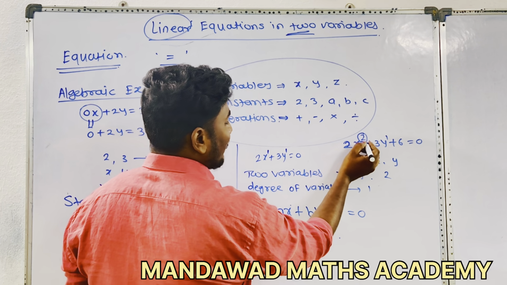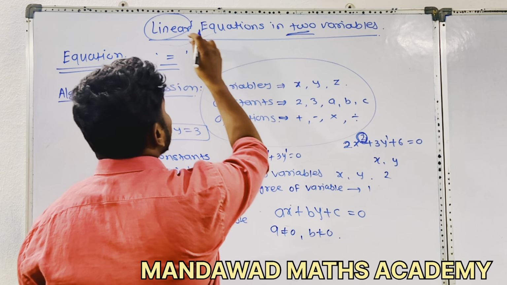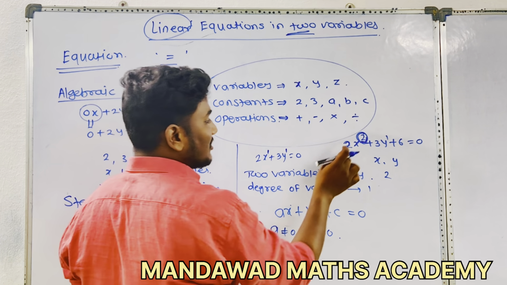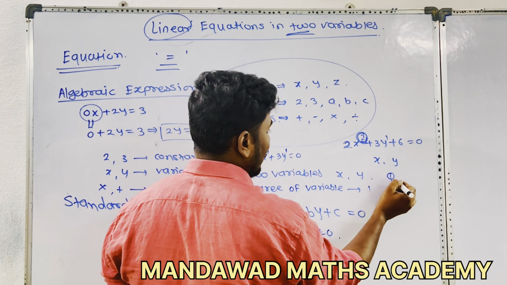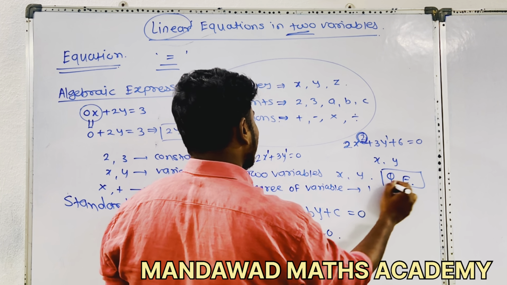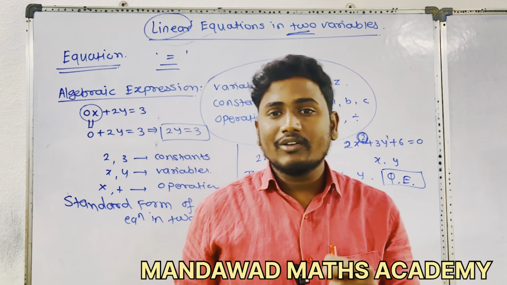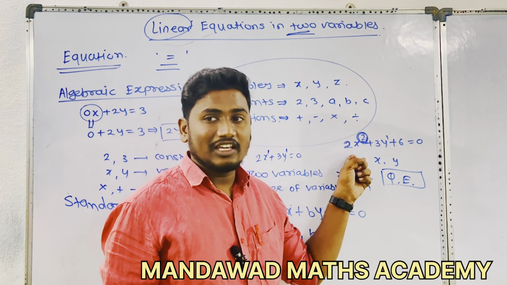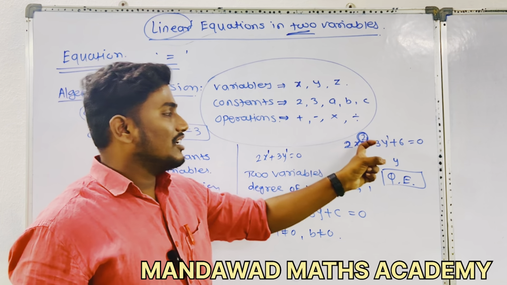So here the highest power is 2. So therefore this is not a linear equation. What is this equation? This equation is called a quadratic equation. A quadratic equation is nothing but one where the highest power of the variable is 2. So that is a quadratic equation. So this is not a linear equation.